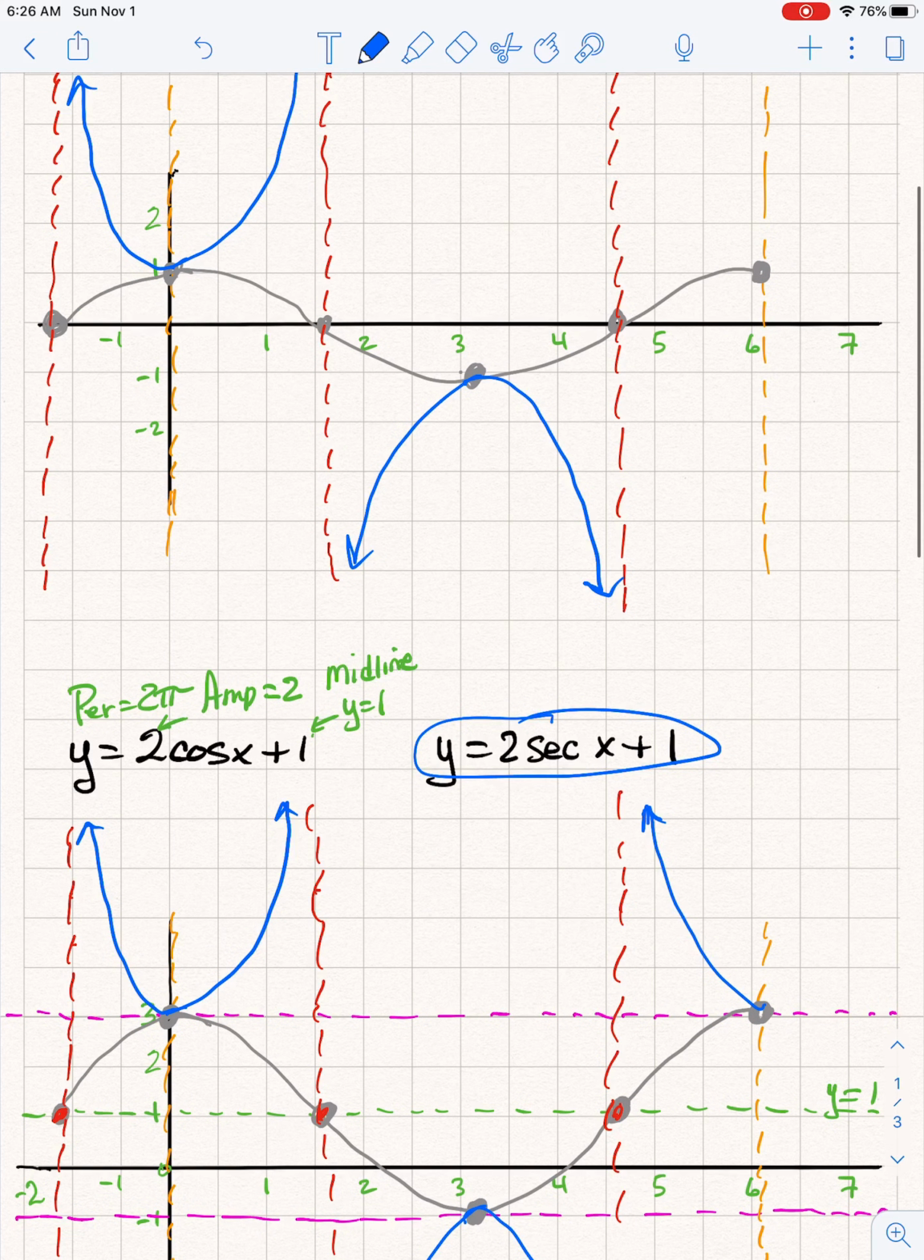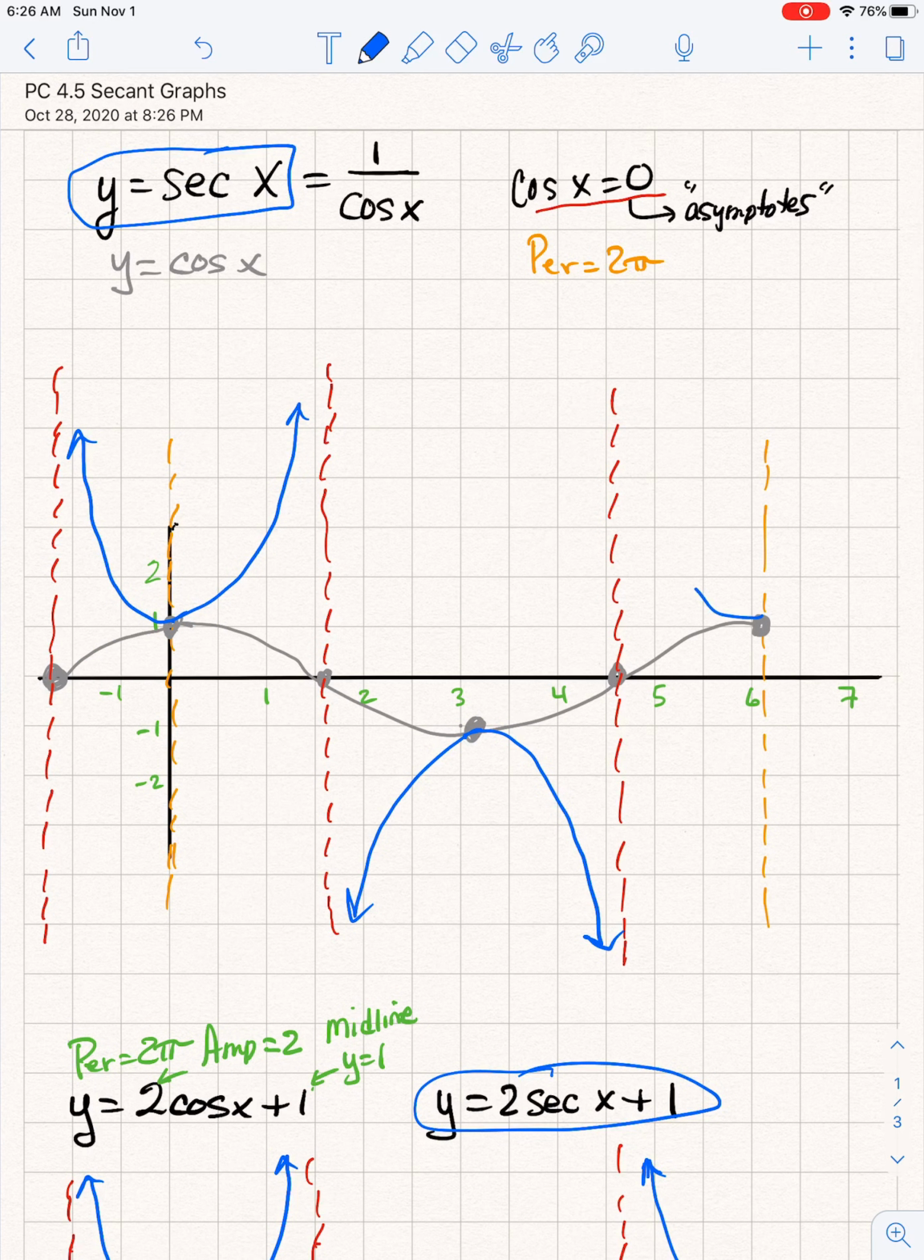These are awesome graphs. I guess I could have added this here too if I wanted to. Little extra bonus feature. So that's all about secant, and I hope you have good luck with your graphs.